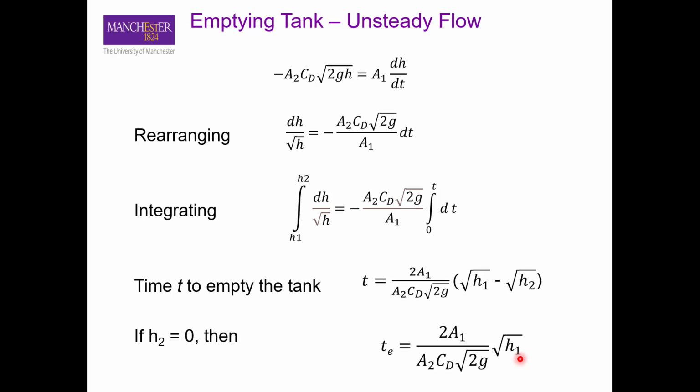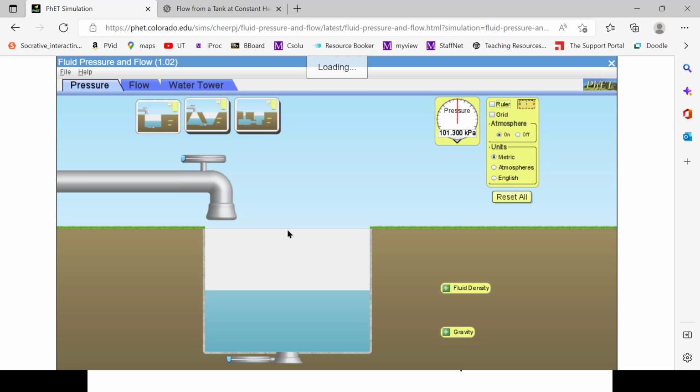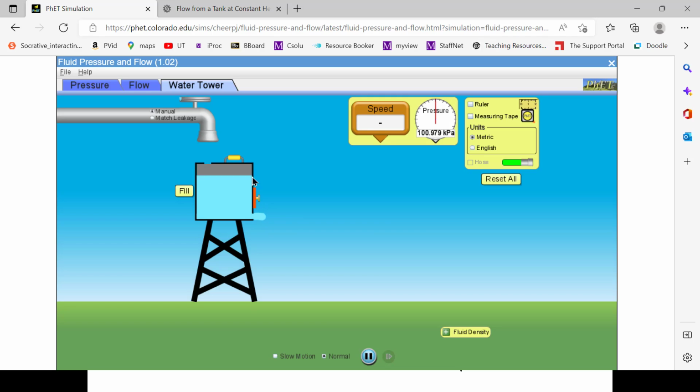Okay, and again I put a simulation on your Blackboard page where you can use the water tank, and you can play with the speed, for example how the speed is changing when the level of the tank is constant, and when the level of the tank is actually changing. Okay, so have a look at it and try to understand this concept.